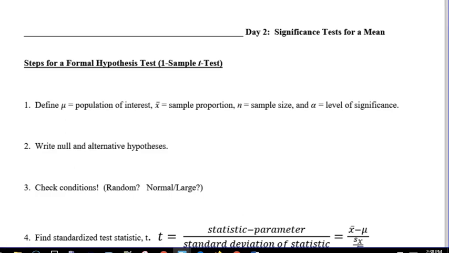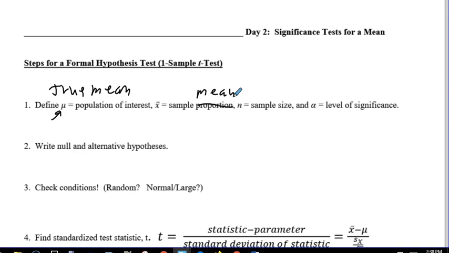So, day 2, significant test for means. We have our Greek symbol, funky U, which is technically mu. And remember, that's our true mean. There is a typo here. This should have been sample mean, not sample proportion. So please cross out proportion and make it mean.